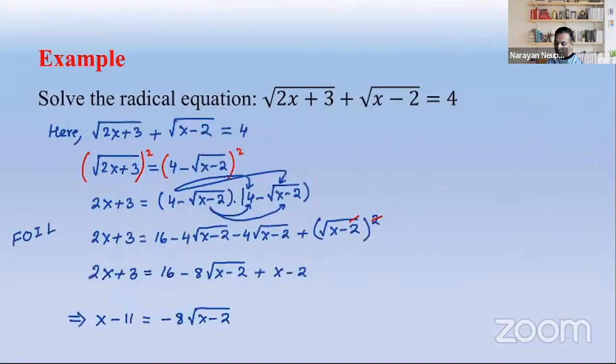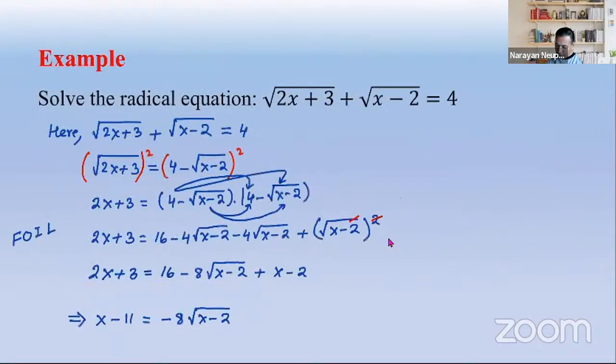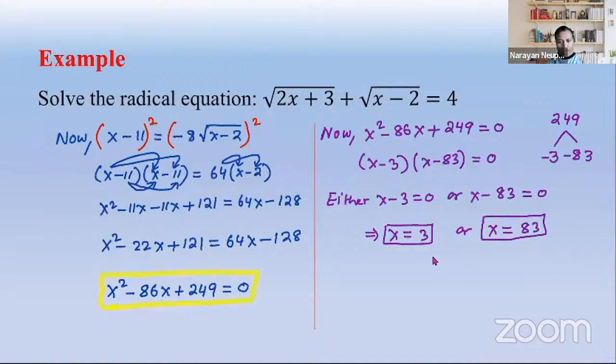If you remember the theory that we discussed earlier today, after you solve the equation by removing the radical, by raising the appropriate power, we did that. We got two values. We must check our solution for extraneous solutions. There may be a solution which does not satisfy the equation. So we have to look for those extraneous solutions by checking the answers. Here we obtain two values, x equal to 3 and x equal to 83. So we are going to plug back in and check them.